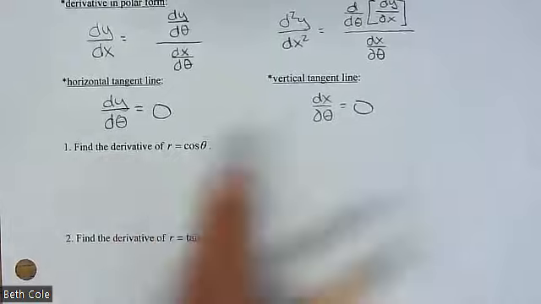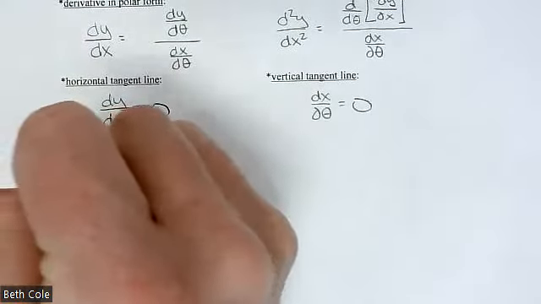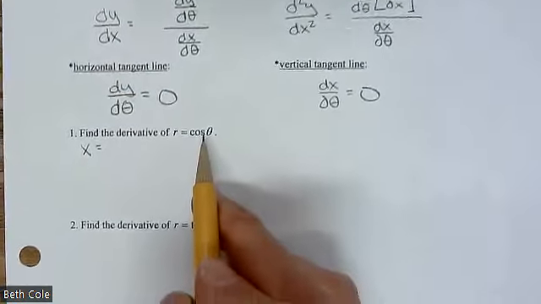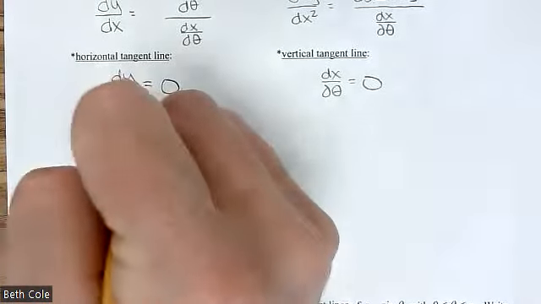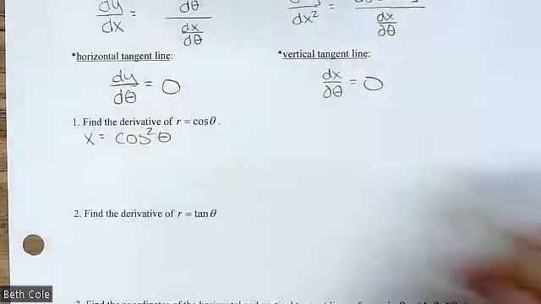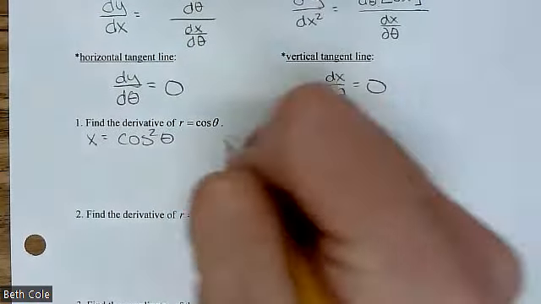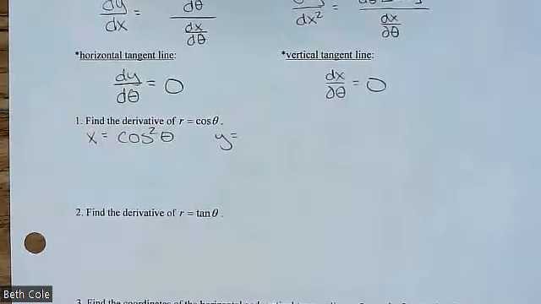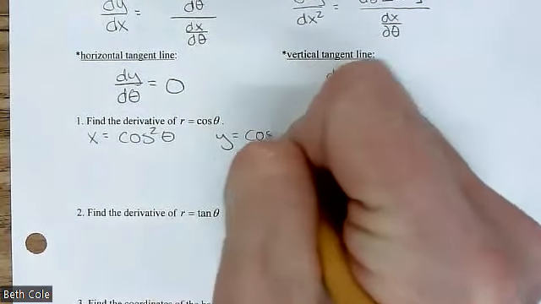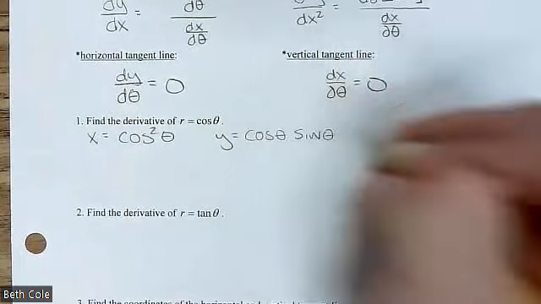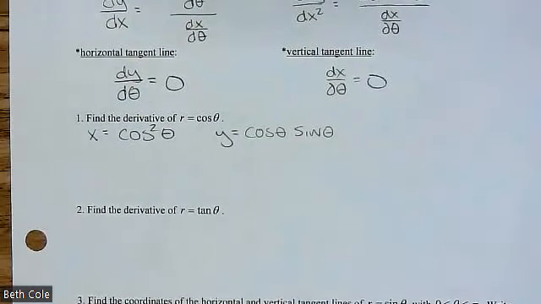Okay, so first here, let's find x and y. So x equals r cosine theta. So that would be cosine times cosine, which would be cosine squared. And then y would be r sine theta, and r is cosine, so it would just be cosine times sine. Are we together to there? r cosine theta and r sine theta.